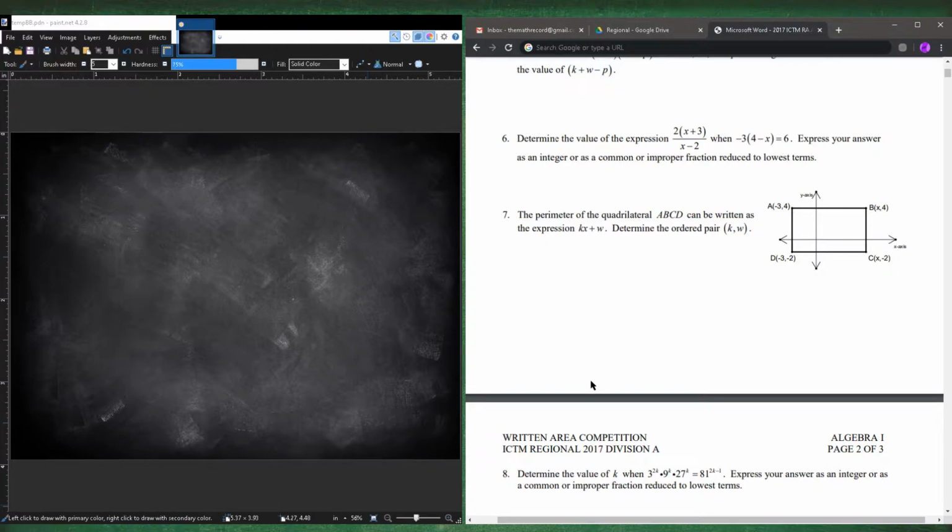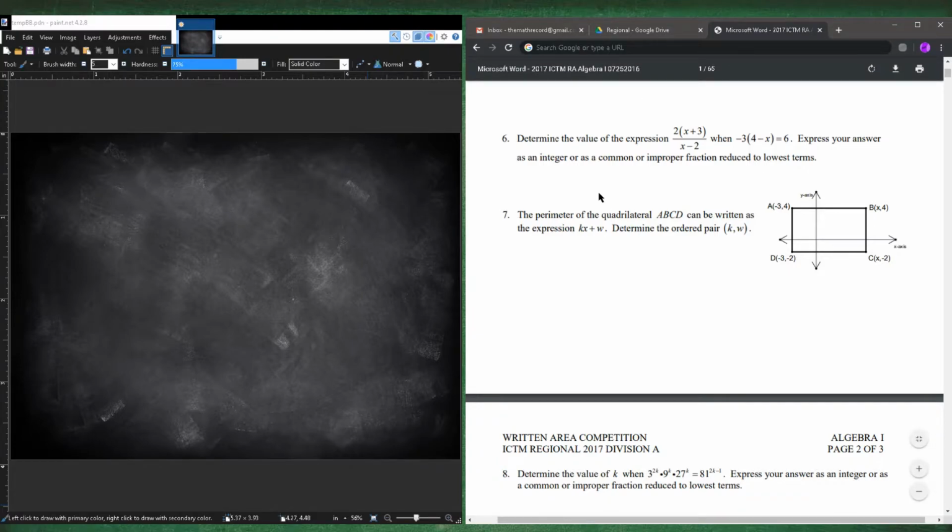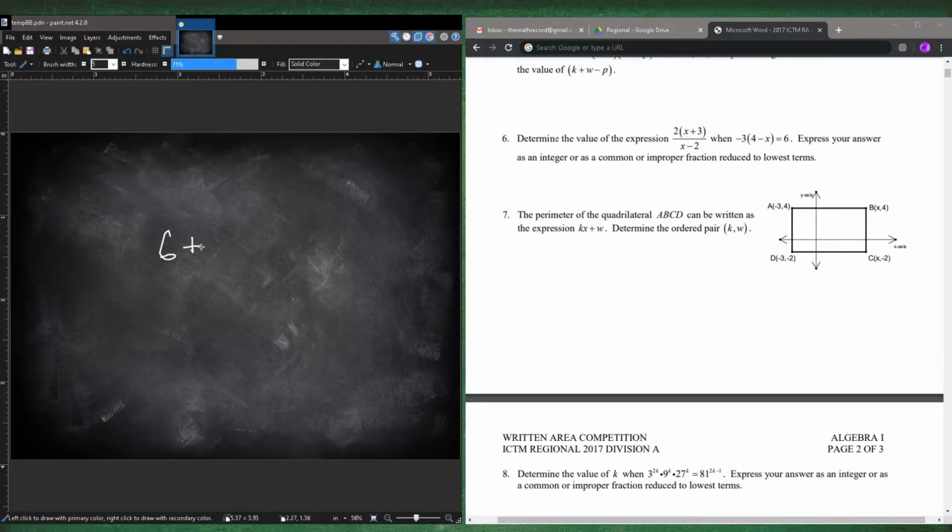Number 7. The perimeter of the equilateral ABCD can be written as the expression kx plus w. Determine the ordered pair k, w, right? So our perimeter is just basically 2 times the length and the width. So one side of it is 4, and then it goes to negative 2, so that's a length of 6, right? 4 minus negative 2 is 6. So I already know one of them is 6.